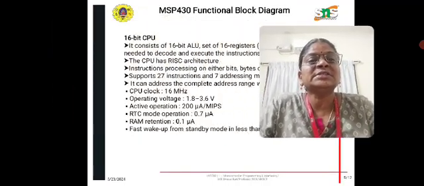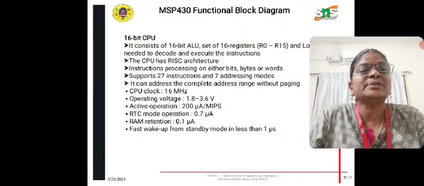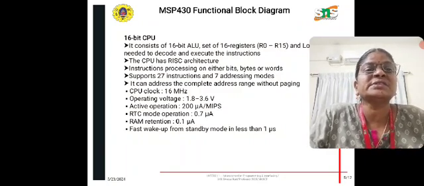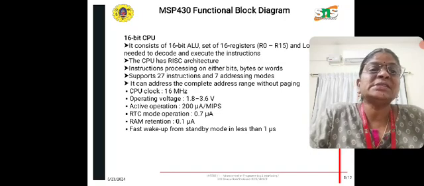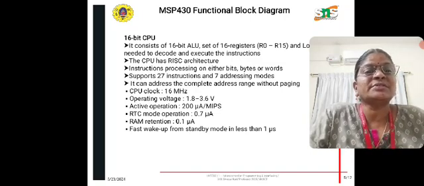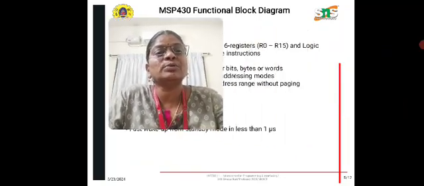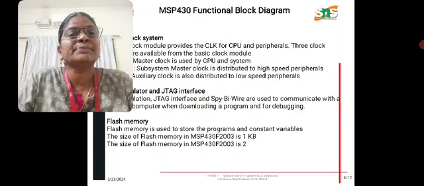First, let us discuss the 16-bit CPU, which consists of a 16-bit ALU and a set of 16 registers. The CPU has RISC architecture, and instructions process either bits, bytes or words. It supports 27 instructions and 7 addressing modes. It can address the complete address range without paging, and this is all about our 16-bit CPU.